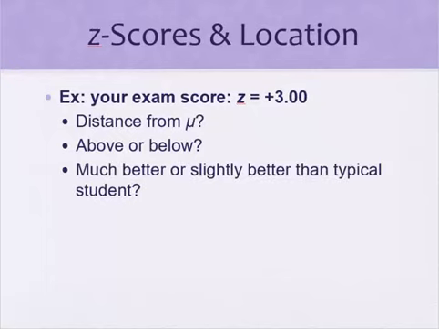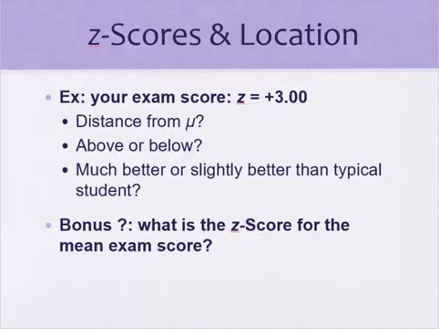And would you say you're much better or slightly better than the typical student? Well, we should know that 3 standard deviations above the mean is quite excellent, right? If you remember the curves that we talked about using the normal distribution, you'd only expect around 2% of all people in the class to perform that well, right? So you're much better if your z-score is plus 3.00. You're much better than the typical student who took the exam, if indeed that's what you end up with, which I hope you do.